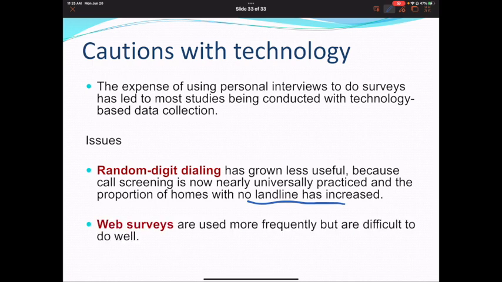Web surveys are used more frequently, but are difficult to do well, and like I said, have low response rates. So therein lies some cautions about sampling and how to pick a representative sample. Stay tuned for chapter 9.